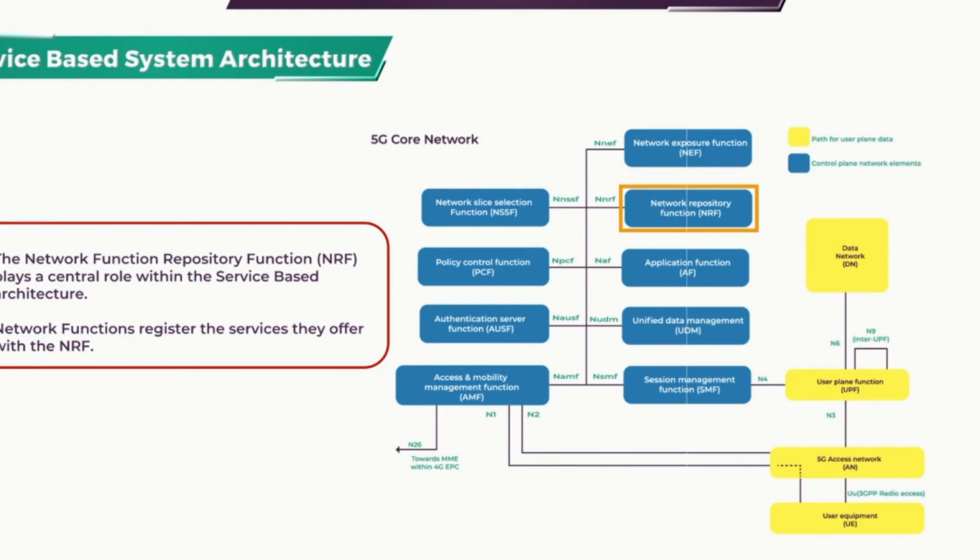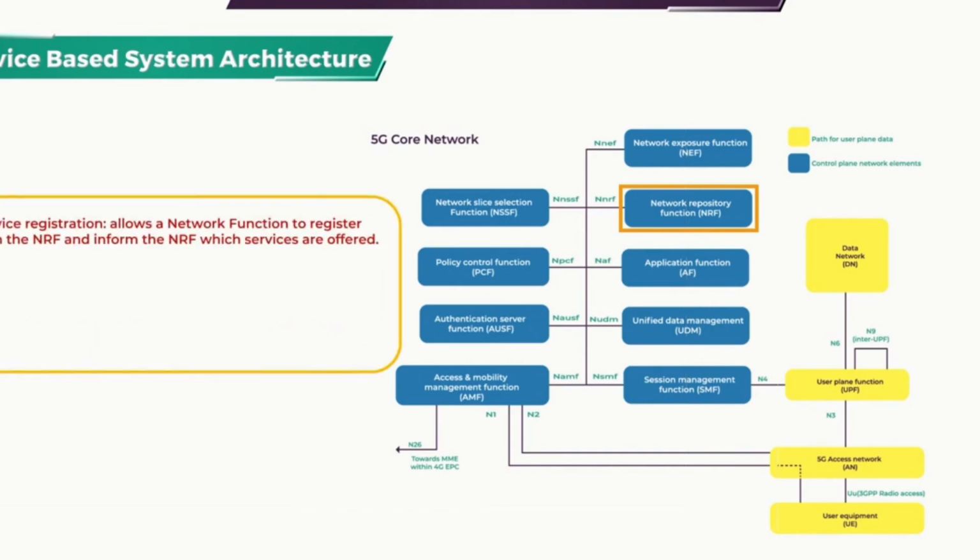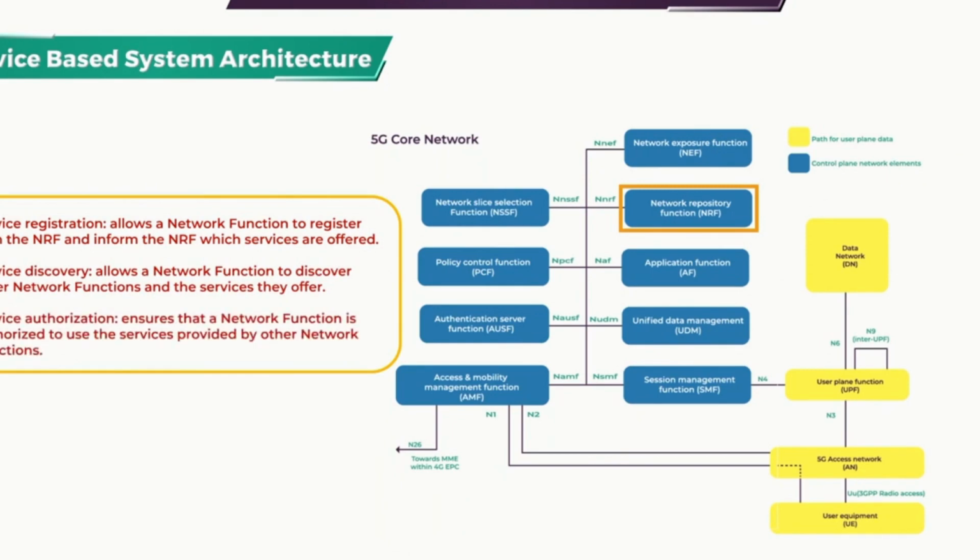The following three mechanisms are used. First, service registration allows a network function to register with the NRF and inform the NRF which services are offered. Second, service discovery allows a network function to discover other network functions and the services they offer. Third, service authorization ensures that a network function is authorized to use a service provided by other network functions.